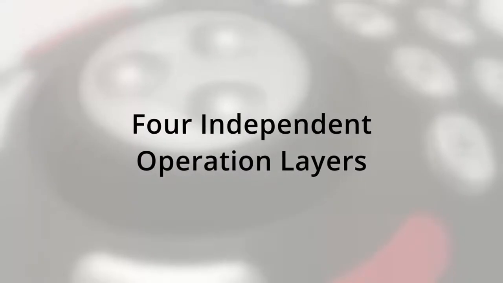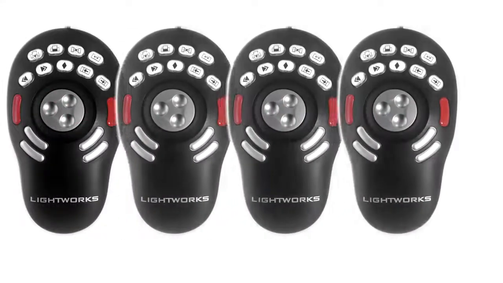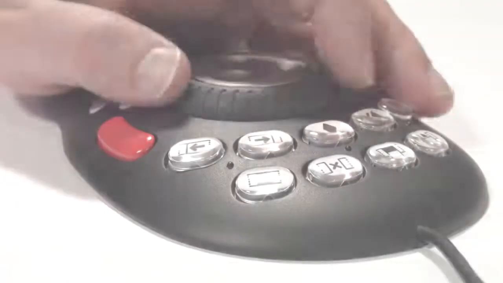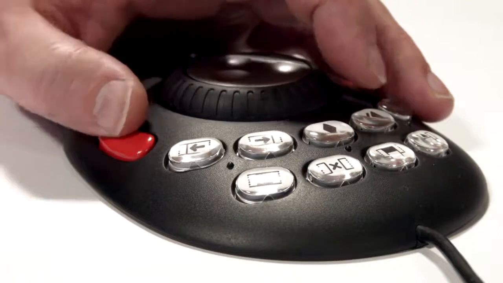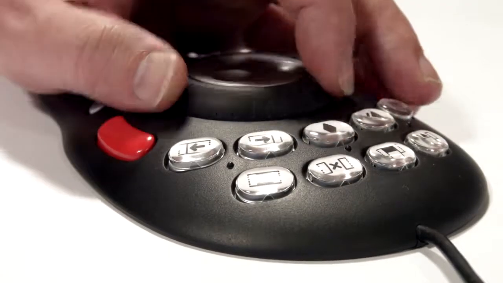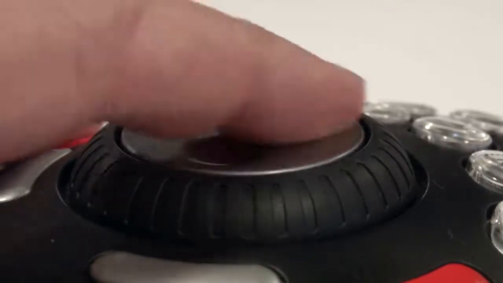The functions have been carefully designed around the original Lightworks console's proven surface layout. Four pre-mapped and independent button function layers containing a vast palette of go-to edit functions and tools are directly and logically accessible, allowing the operator to focus on the edit itself rather than the actual software operation. Let's take a look and see it in action.